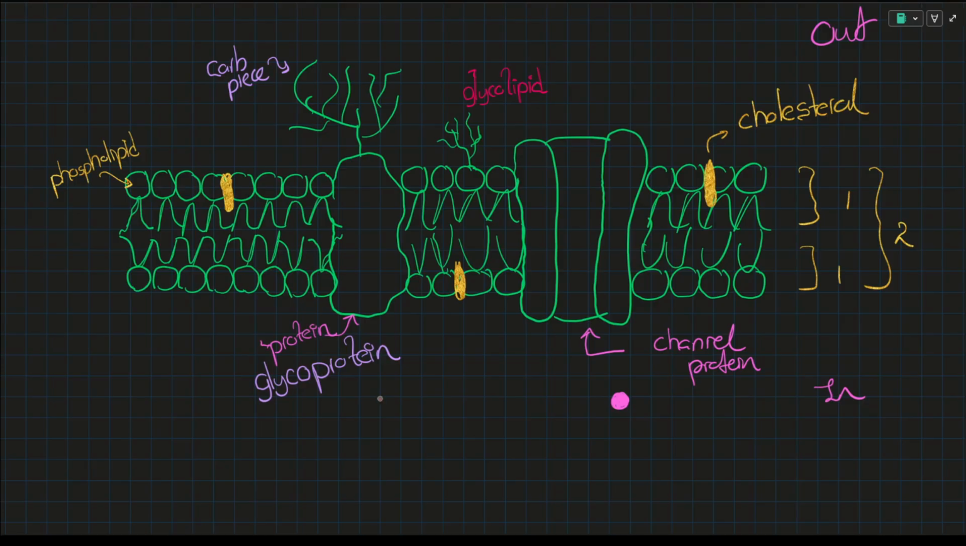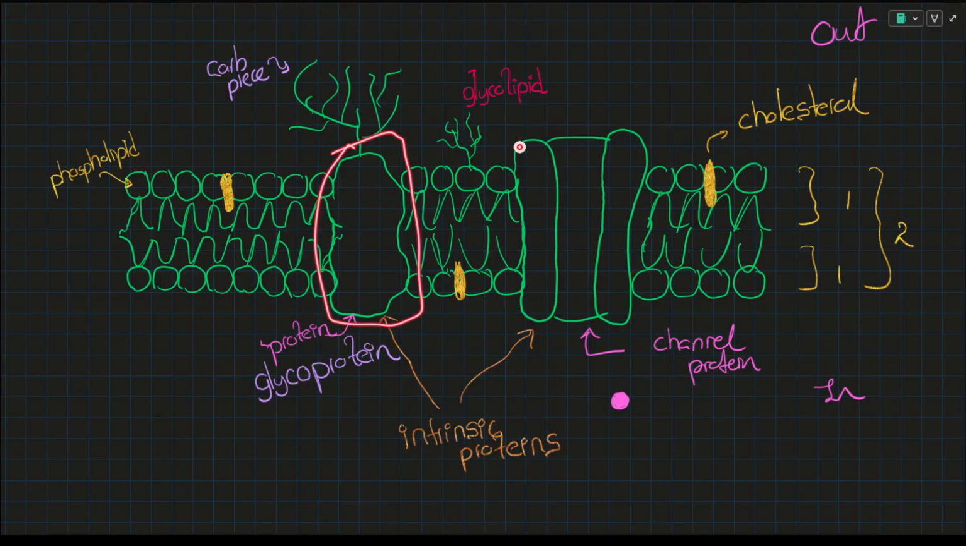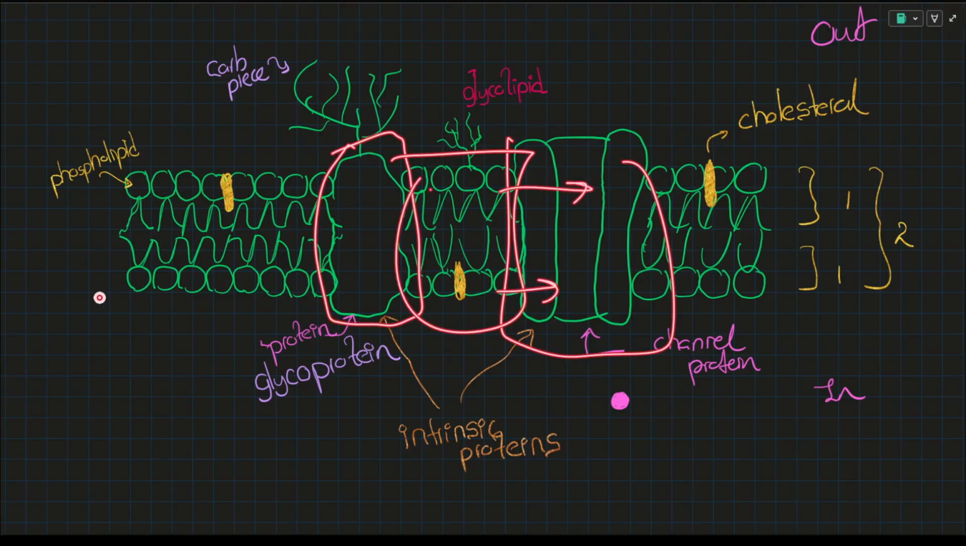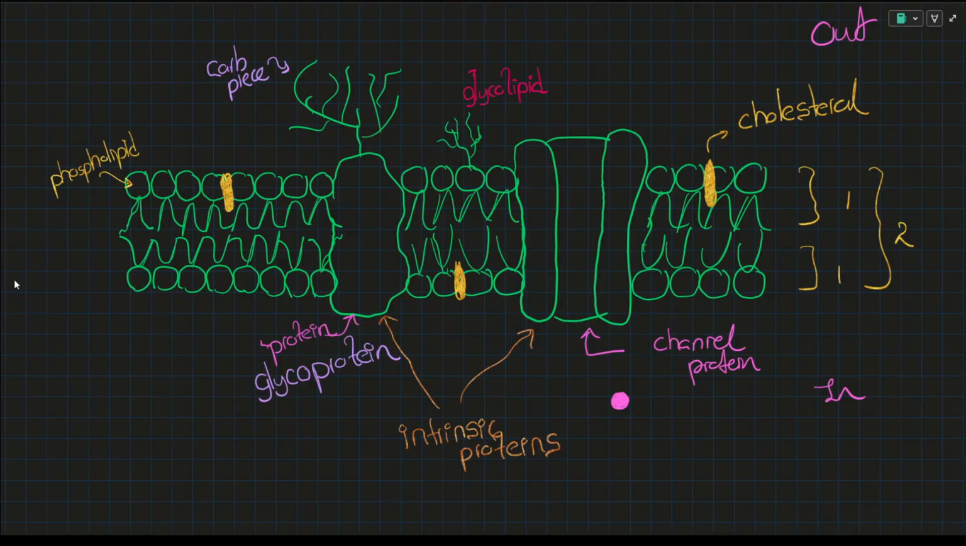Now these proteins, let me pick an orange color. Yeah, that's better. Now these proteins are typically referred to as intrinsic proteins. Why are they known as intrinsic proteins? That's because they are embedded within the bilayer. See, this is the bilayer and they're embedded within the bilayer. So you call them intrinsic proteins.